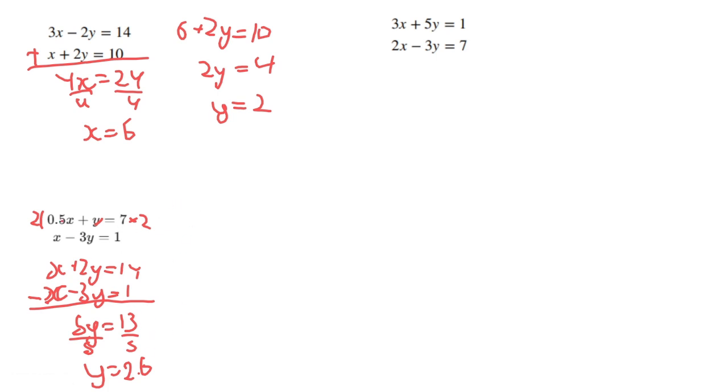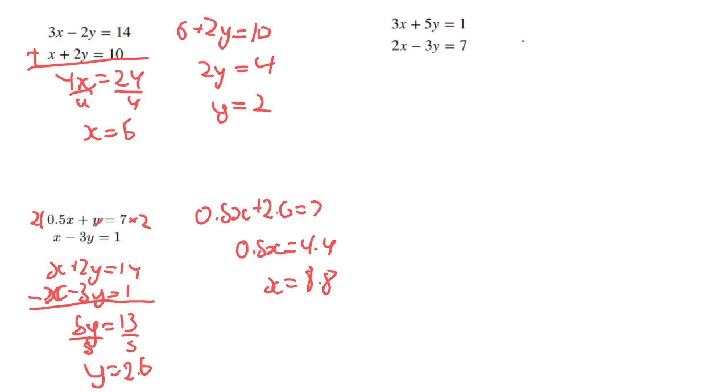Then we can substitute it back into the top equation, for example. 0.5x plus 2.6 equals 7. That means 0.5x equals 4.4, and x equals 4.4 divided by 0.5, which is 8.8.